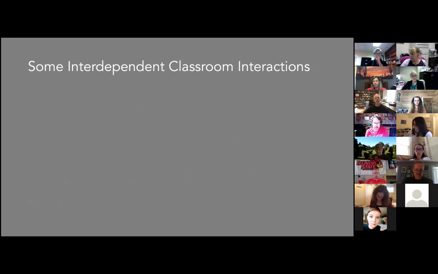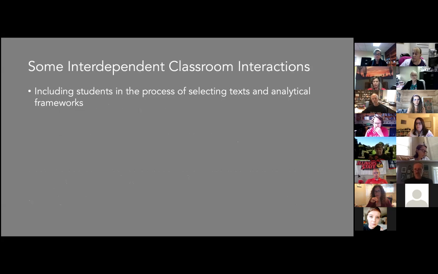So, some interdependent classroom interaction. A couple of years ago, the Department of English was able to pay three students, Black women majoring in English education, as diversity consultants to talk with us about their suggestions about how we can create a more inclusive program. And some of their suggestions were as follows, and I think they're great examples of what I've been talking about.